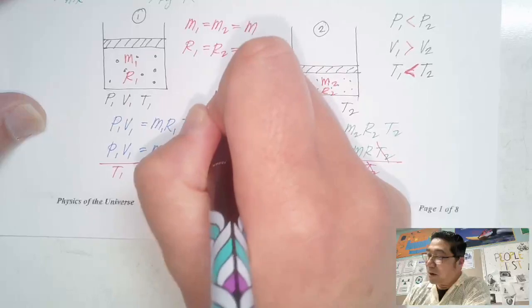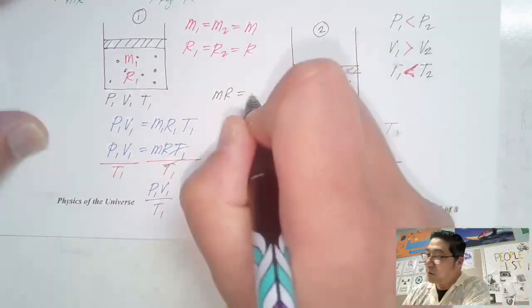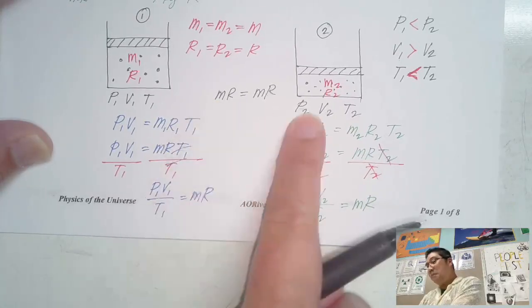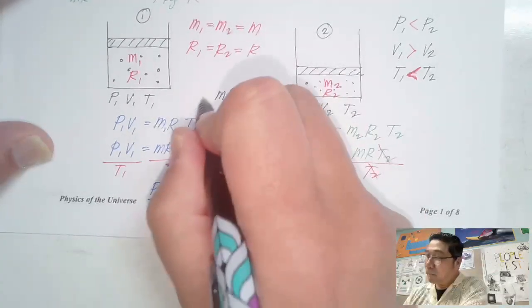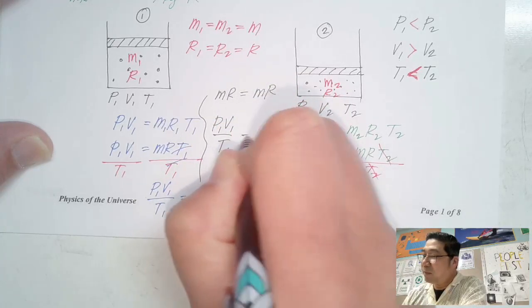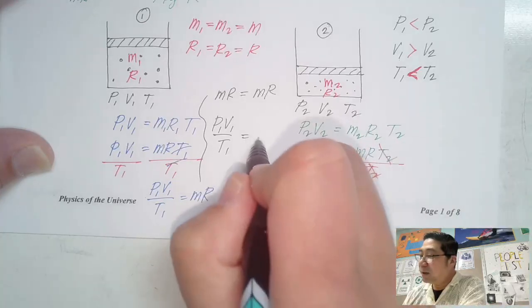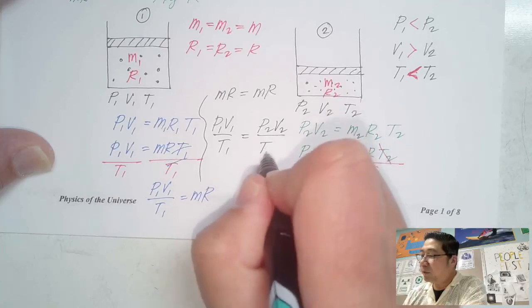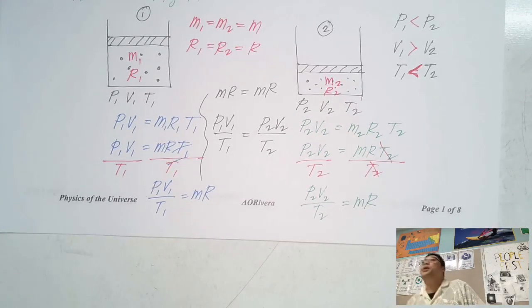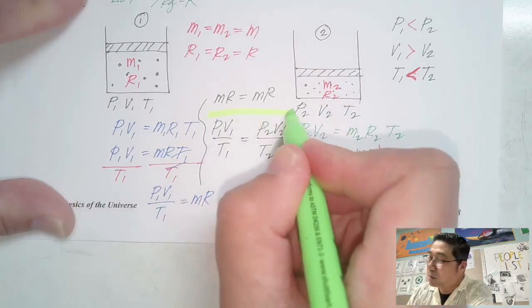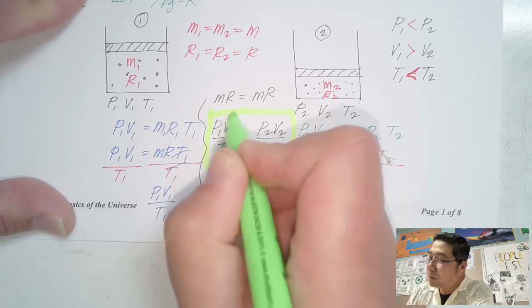MR on the left side is equal to MR on the right, isn't it? So MR2 equals MR. If both of them are the same, then I can say that P1 V1 over T1 is equal to P2 V2 over T2. There you go. So this will be our first relationship of what we call gas law, which is the ideal gas law.